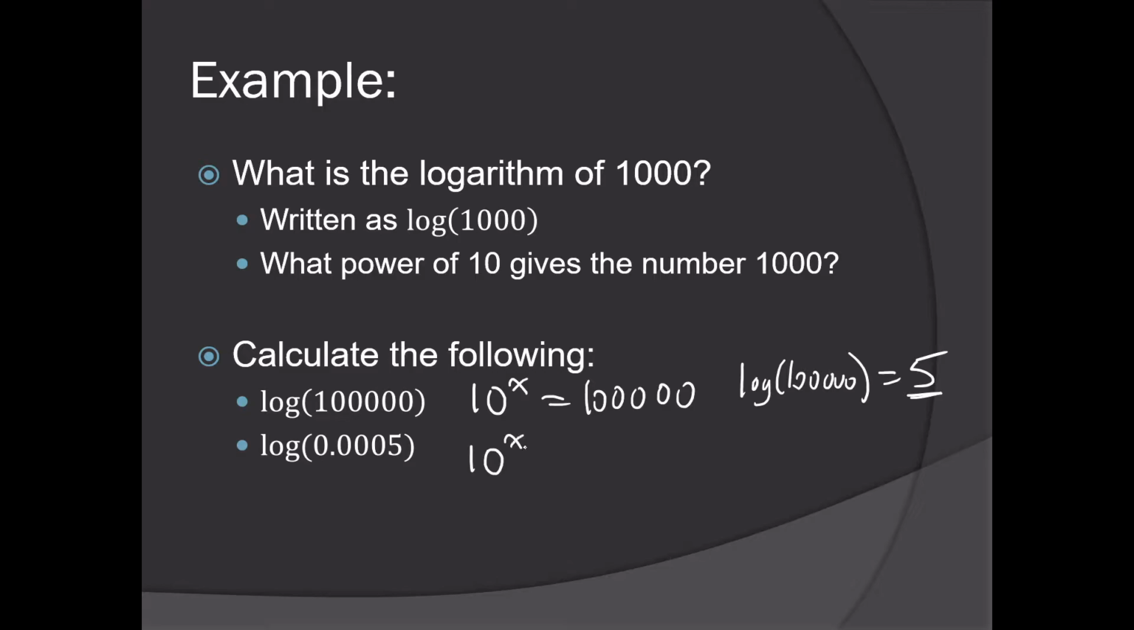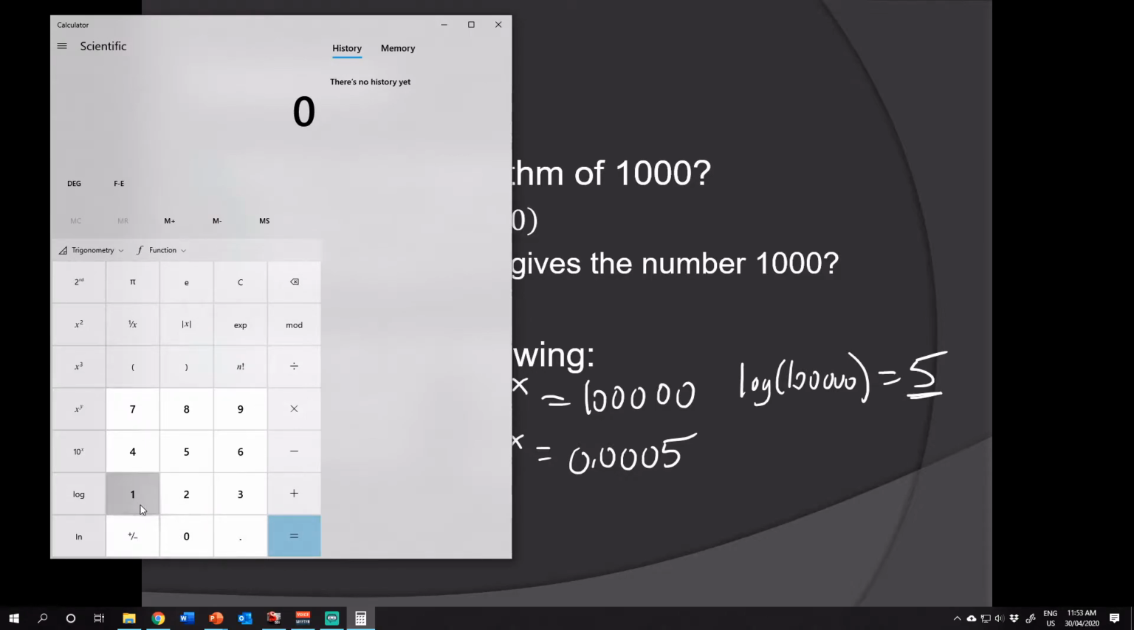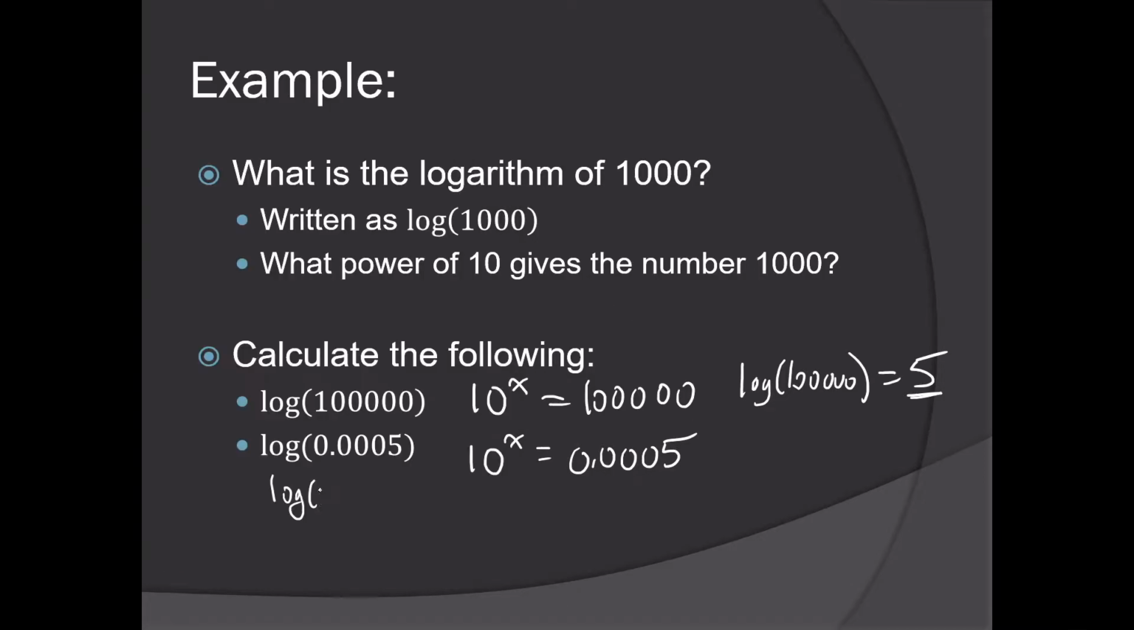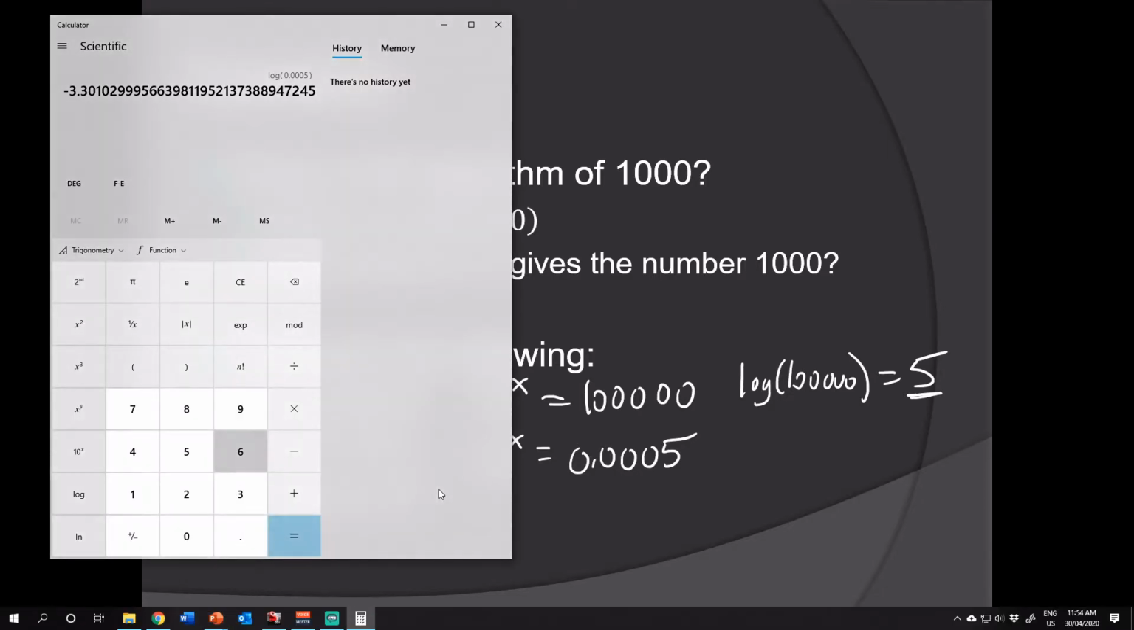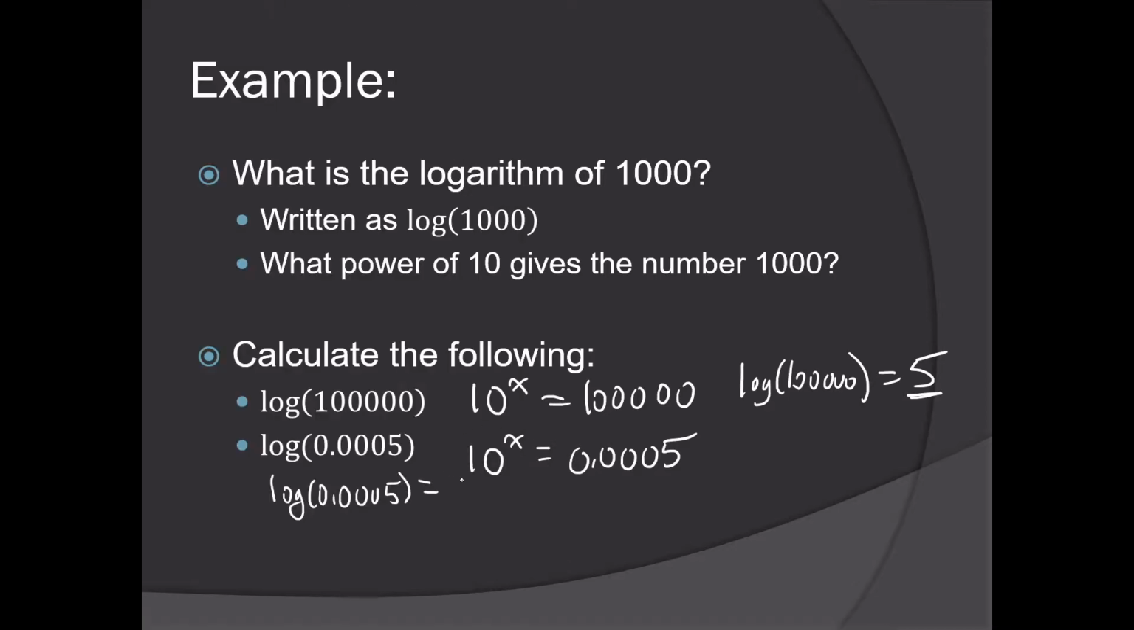What power of 10 is going to give me 0.0005? Okay, here you can just throw this into a calculator. So using a calculator, we'll go 0.0005 and then log, and there we go. So log 0.0005 is equal to negative 3.3. How about that? Then you can always check it.